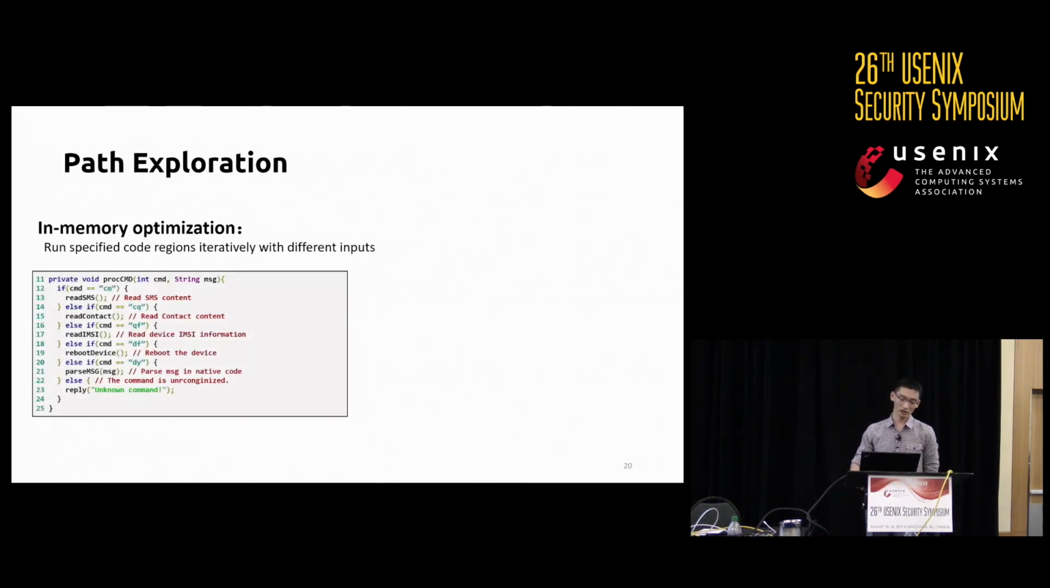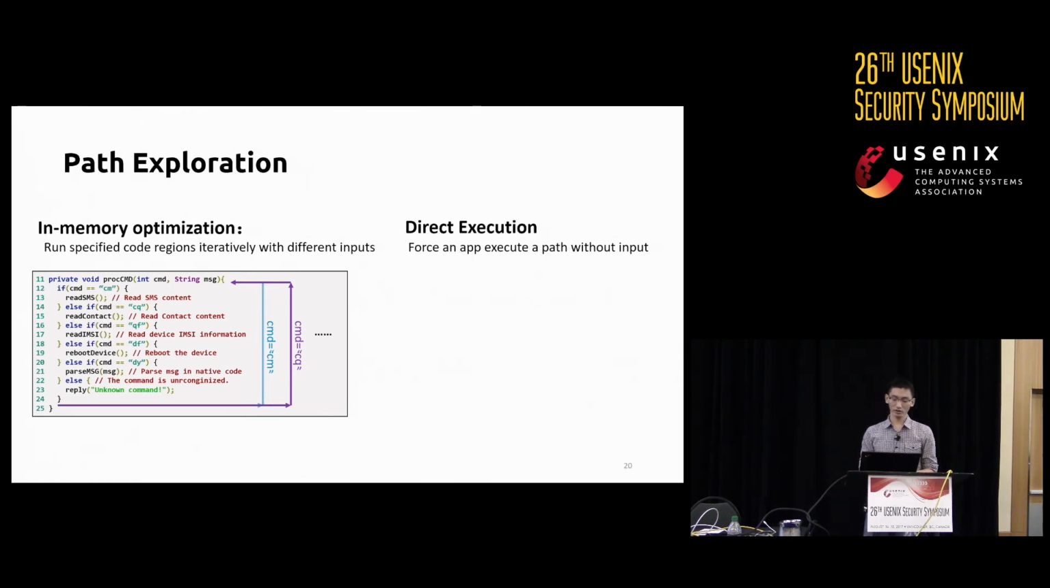For example, Malton runs this code region with the input CM first to explore the execution path of read SMS. At the end of this code region, it changes the return address to the beginning address of this code region. And then Malton runs this code region with the input CQ to explore a new execution path. And Malton will iteratively run this code region with different inputs until all the execution paths are explored.